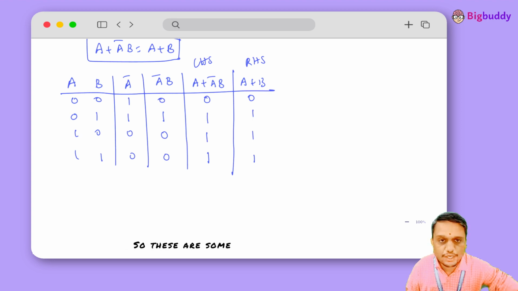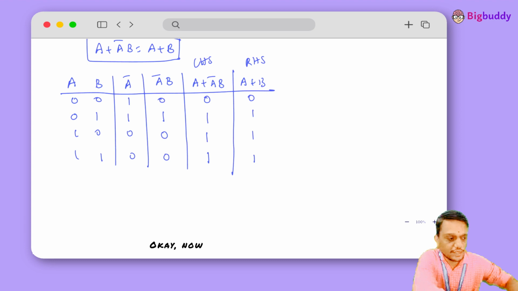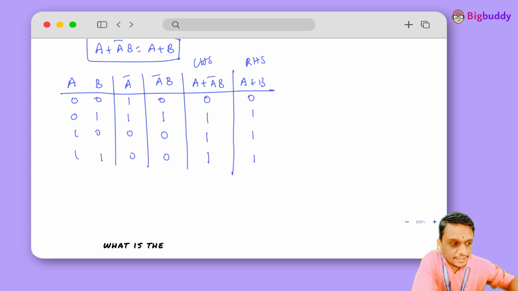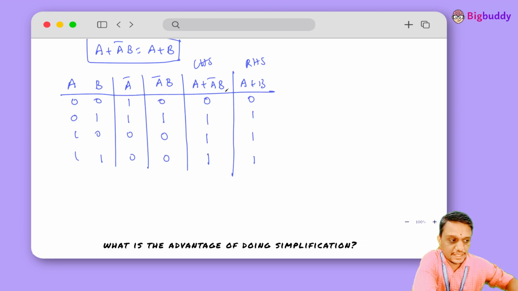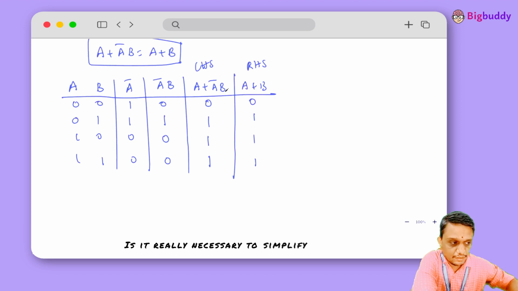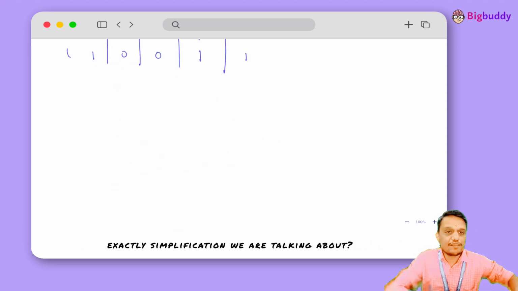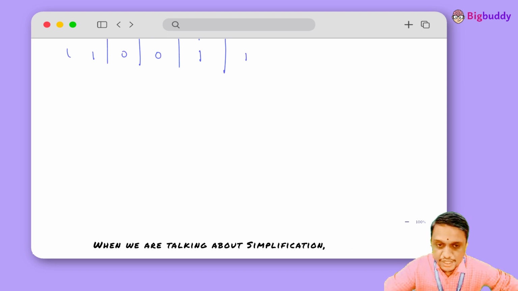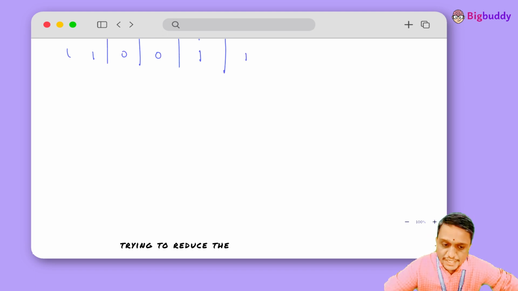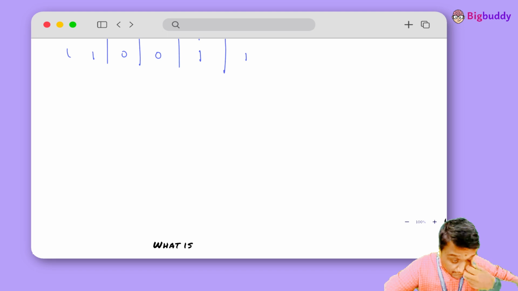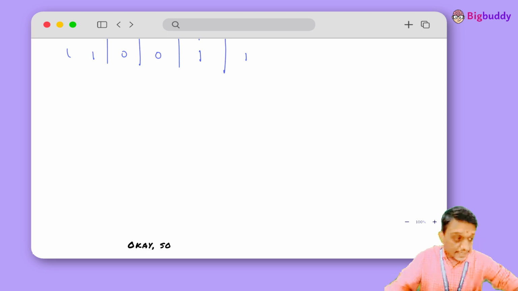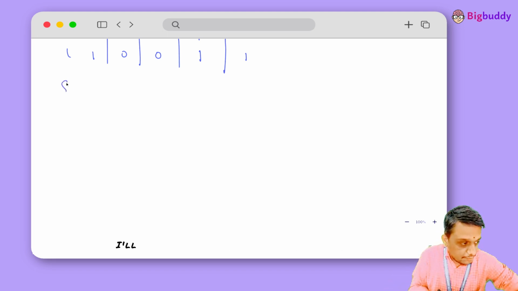So these are some of the important formulas you need to remember to simplify. Okay. Now you can ask me, sir, what is the advantage of doing simplification? So is it really necessary to simplify? What exactly is simplification we are talking about? When we are talking about simplification, we are trying to reduce the number of literals. What is number of literals? Okay. So let us take an example here. I'll say simplify using Boolean formulas.